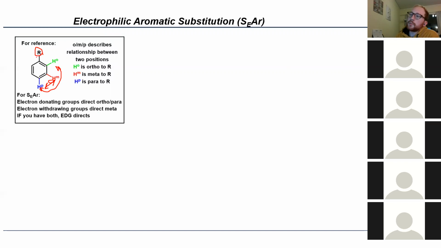But what we've learned in class is that depending on the nature of the R group, it can direct substitution toward ortho, meta, or para positions. And so what we've learned is electron donating groups direct ortho para, and electron withdrawing groups direct meta. If you have both an electron donating group and an electron withdrawing group, the electron donating group wins out. And so what are some examples of electron donating groups?